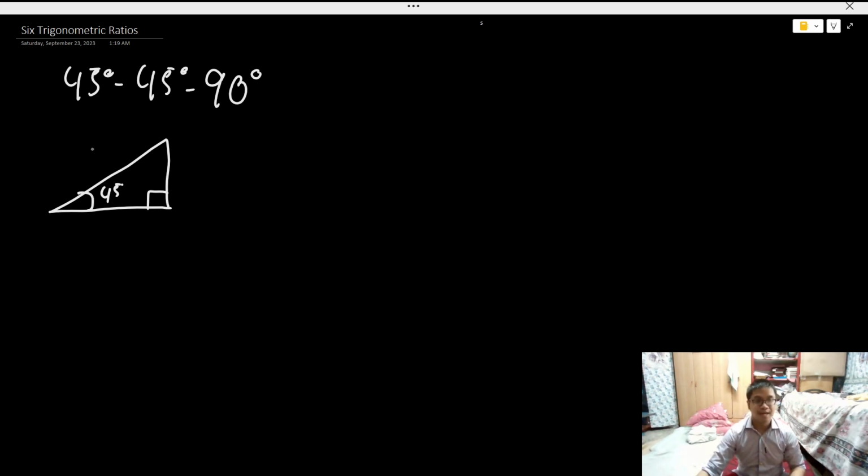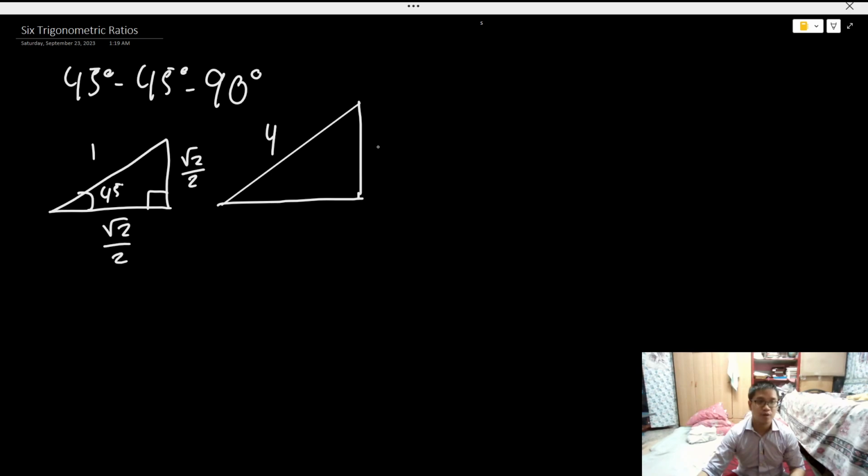So the side lengths are 1, square root of 2 all over 2, and square root of 2 all over 2. Then we have another right triangle here, much bigger than the first one. So this one we will have 4, 2 square root of 2, and 2 square root of 2.